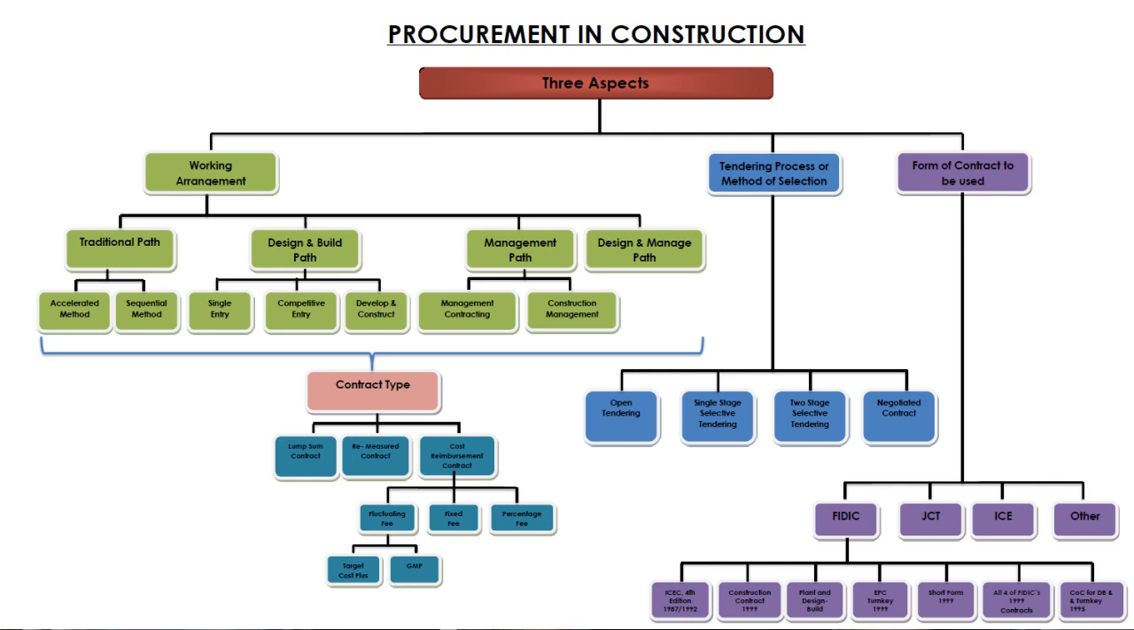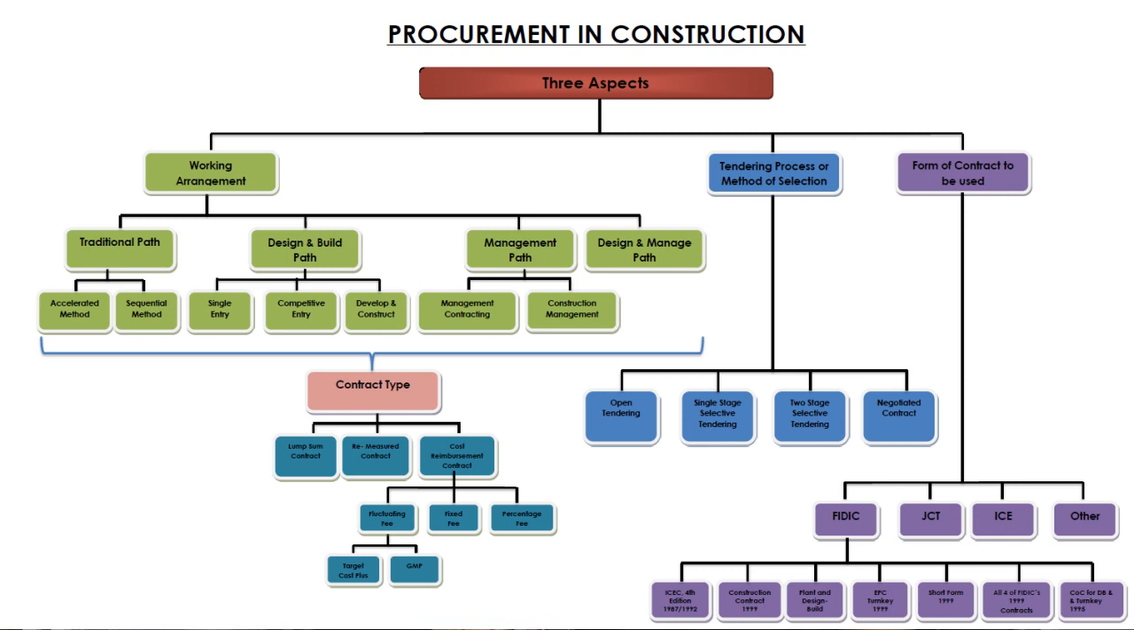As you can see in this matrix, there are mainly four aspects as we discussed previously. So the first aspect is working arrangement. That is, who is going to do the design and who is going to do the construction. Deciding that factor covers under the working arrangement.